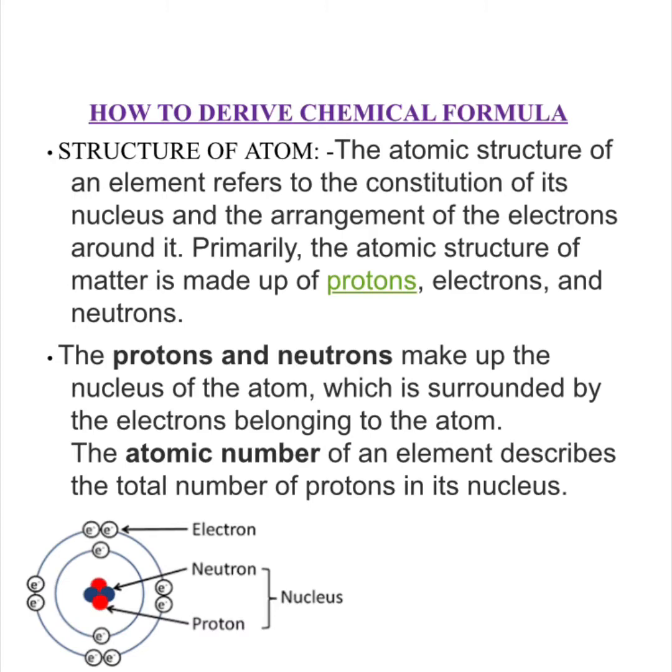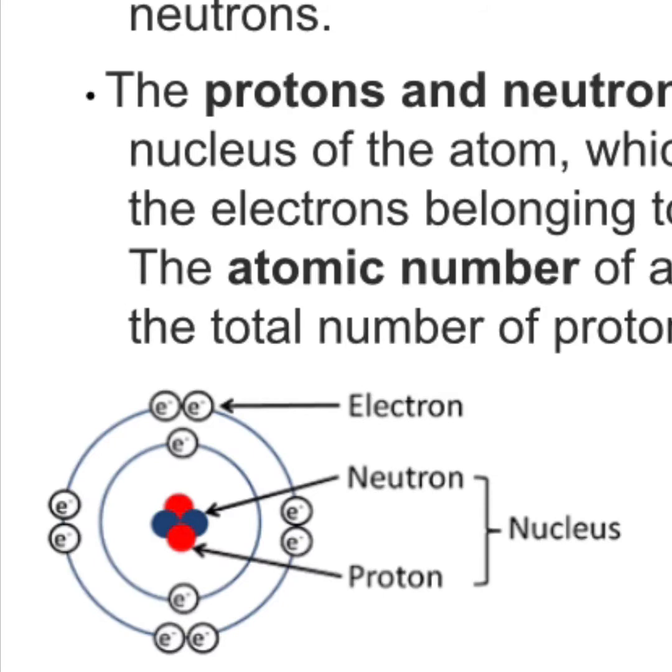Now, protons and neutrons make up the nucleus of an atom, which is surrounded by the electrons belonging to the atom. The atomic number of an element describes the total number of protons in its nucleus. Now look at the picture depicting the structure of an atom. There is a nucleus in the center of an atom, and this nucleus is made up of protons and neutrons. Protons are positively charged particles, neutrons have no charge, and around this nucleus the electrons revolve in fixed shells, and electrons are negatively charged particles.